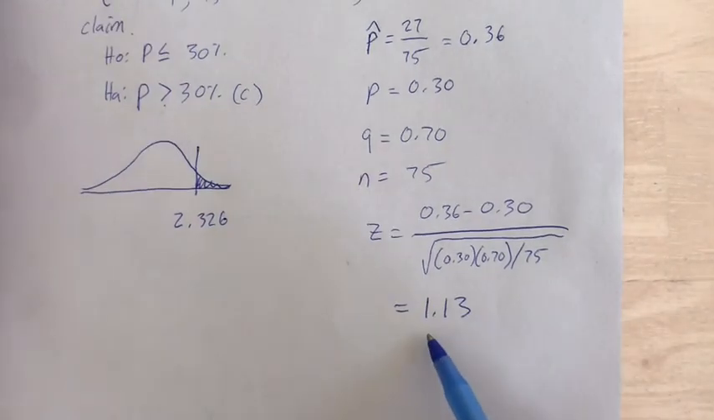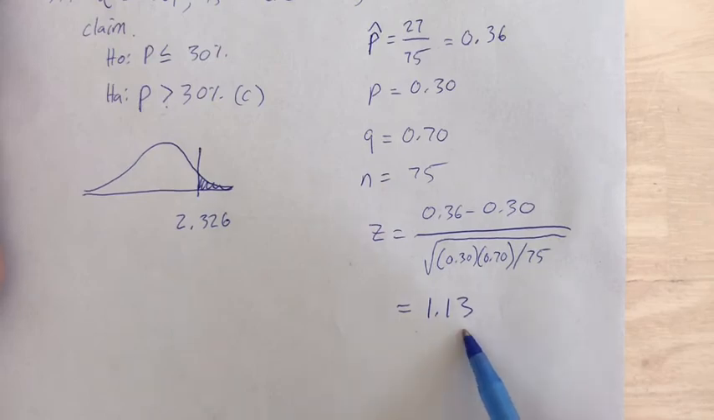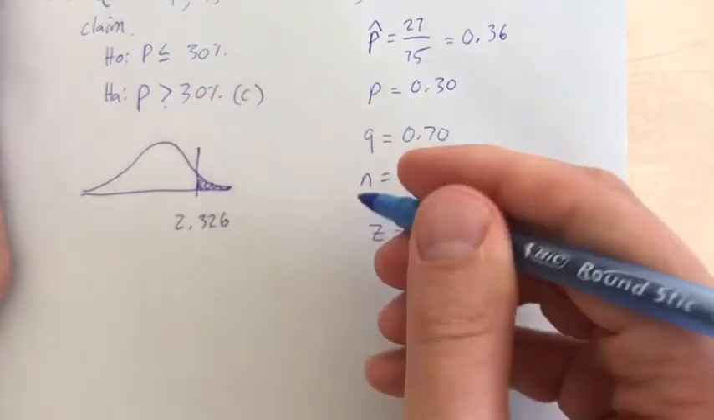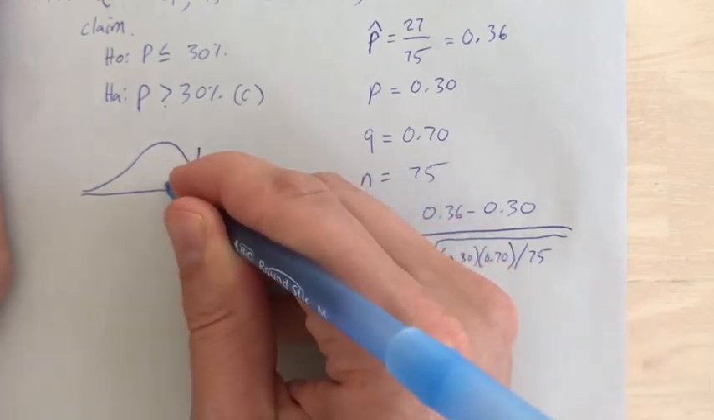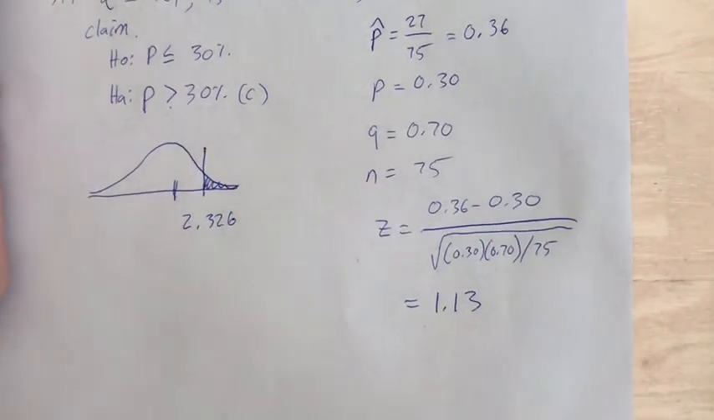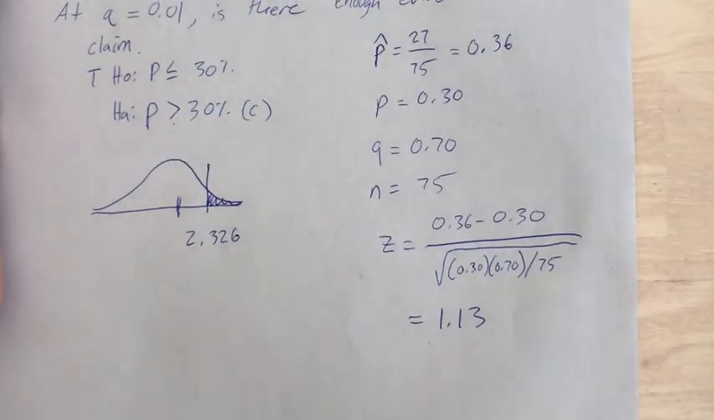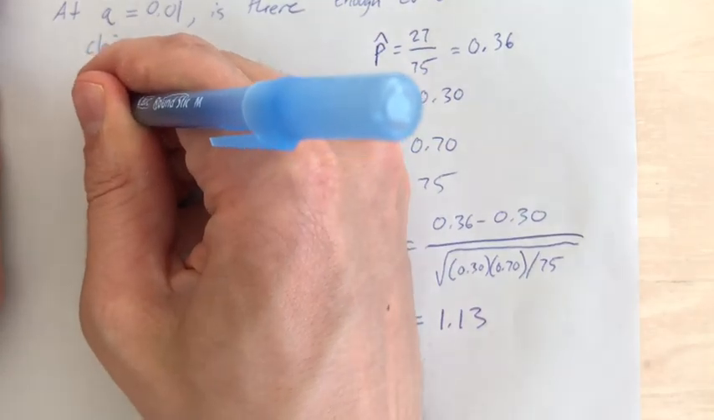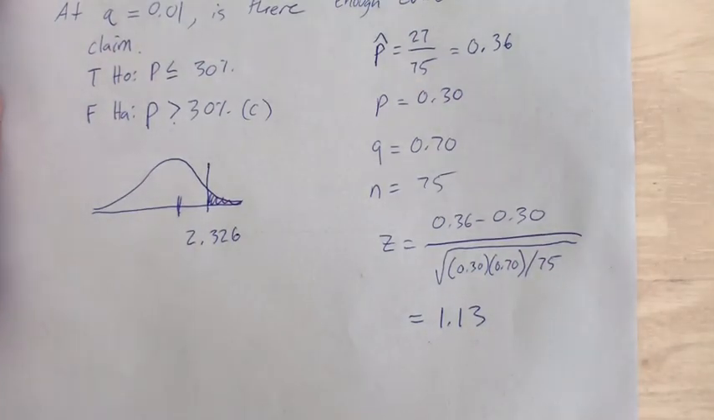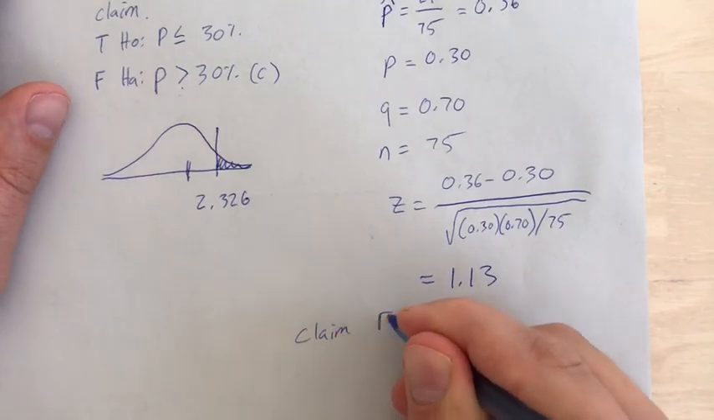So 1.13 puts us in this section. 1.13 definitely is to the left of 2.326, so that puts us over here. Because of that, H0, the null, is true. Again, HA, or the alternative, is false. However, our claim is the alternative. That would mean that our claim is false. So the claim would be false this time.